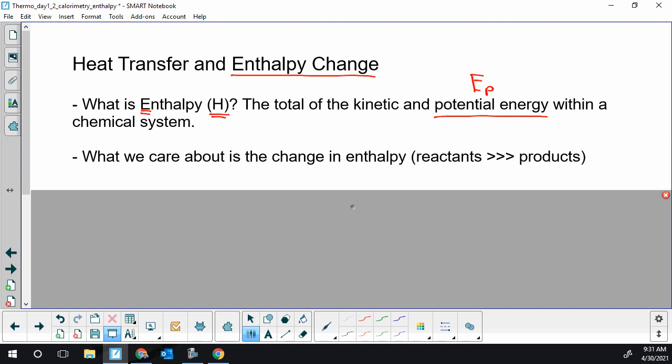We're never going to actually be able to measure the kinetic and potential energy of our water and calcium at the beginning, or our calcium hydroxide and hydrogen gas at the end. What we're going to be measuring and what we're going to be caring about is change in enthalpy. If I burn some material, what's the difference between the beginning and the end? That's what we'll be studying. Reactants to products, what is delta E? How much energy was released? How much enthalpy was released? Or how much enthalpy was absorbed?